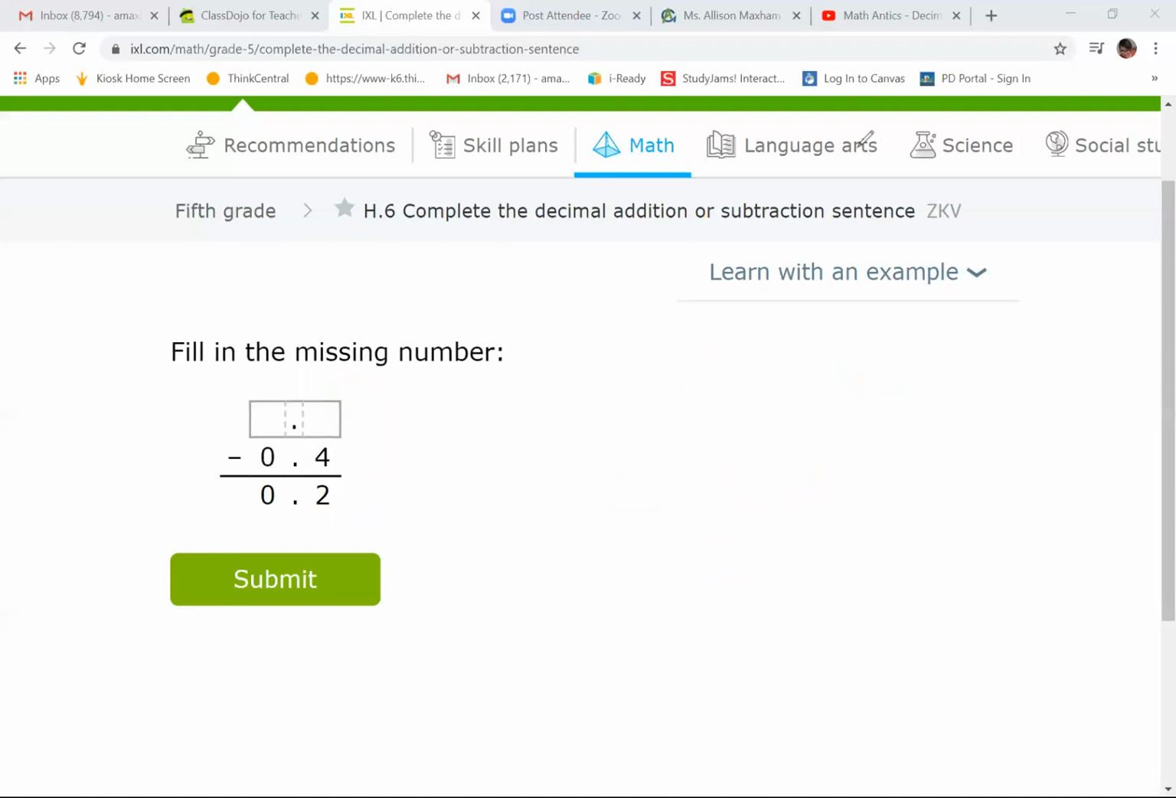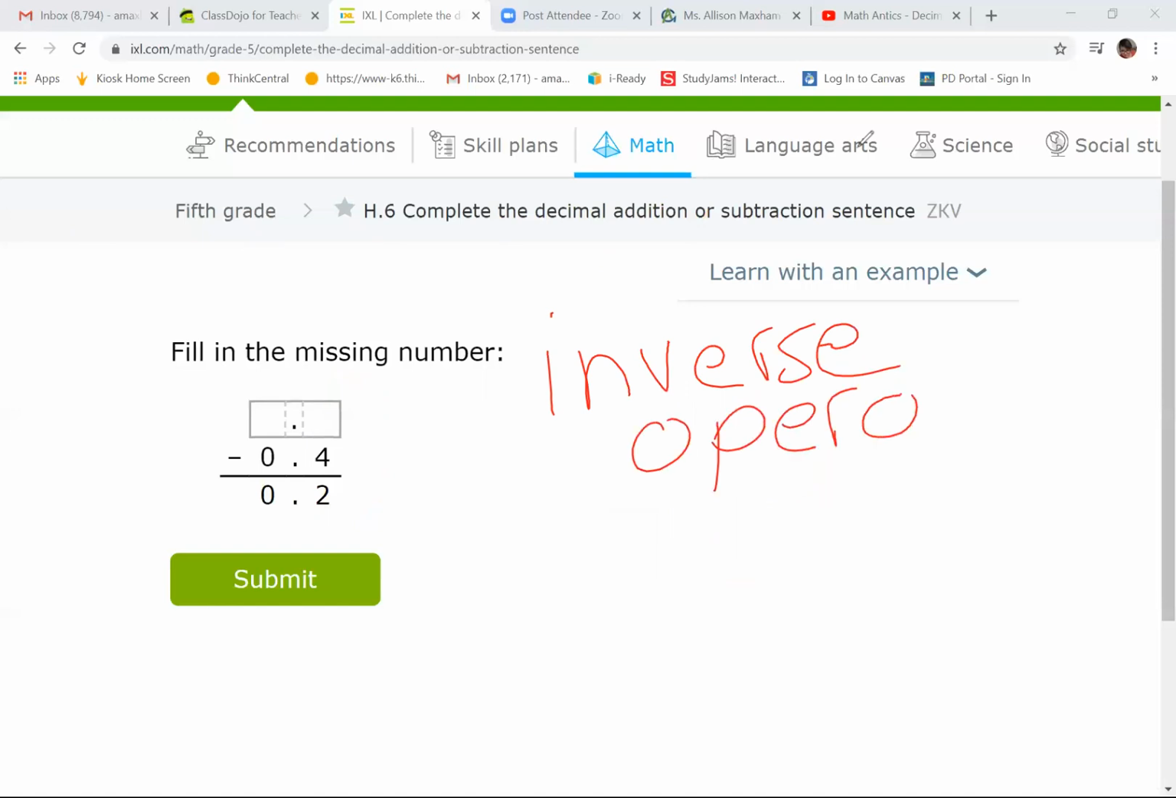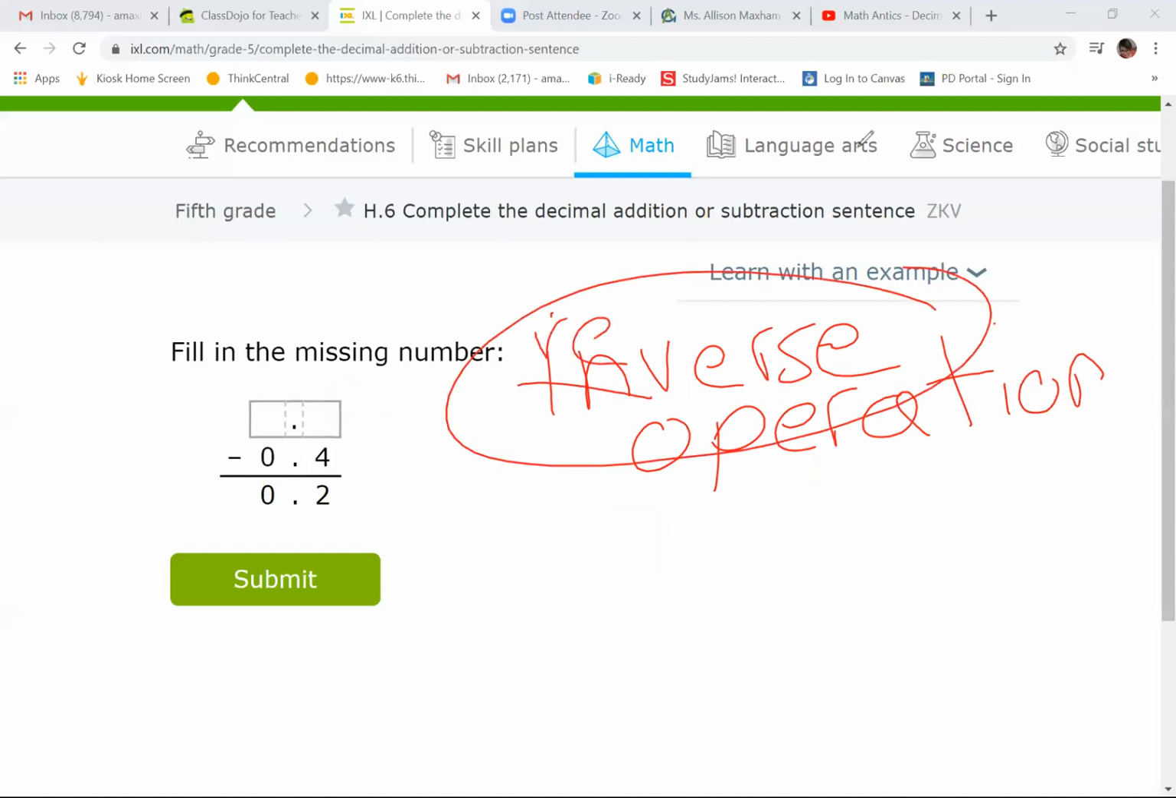Another strategy is to do the inverse operation. What does inverse mean? It means reverse. The reverse operation.